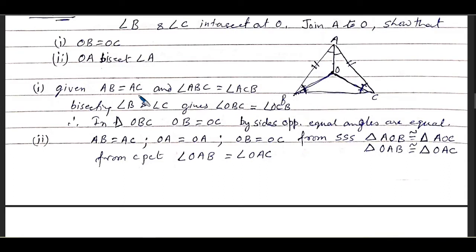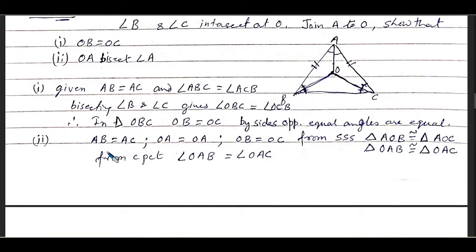So given AB equal to AC and angle ABC is equal to angle ACB, this is given. Bisecting angle B and angle C gives angle OBC and angle OCB. Okay, and in triangle OBC, this OB equal to OC because these two angles are same. The side opposite to this angle and the side opposite to this angle, since the angles are same, the sides have to be same. So by sides opposite to equal angles are equal, OB is equal to OC.